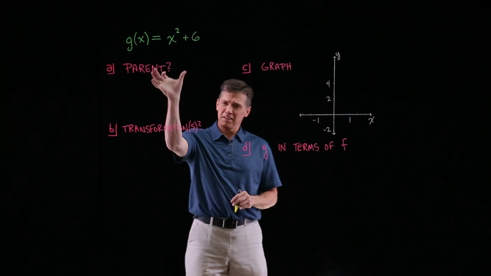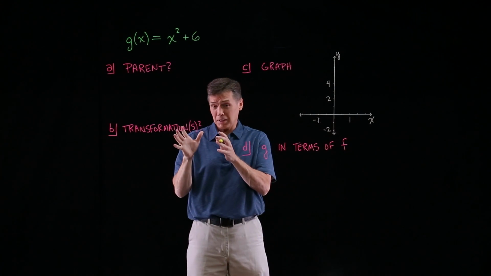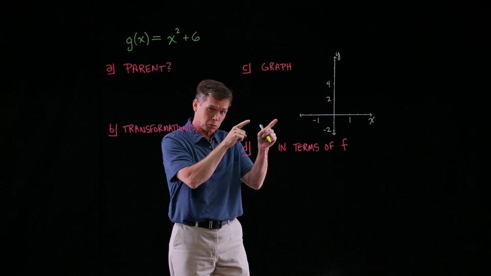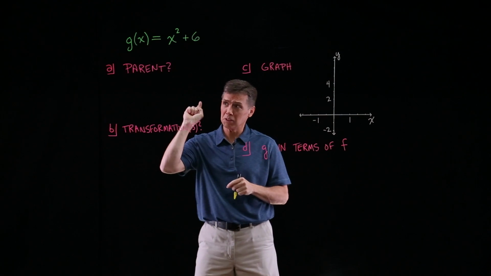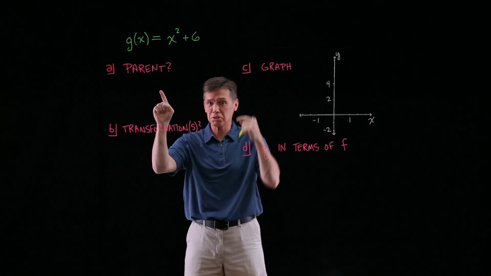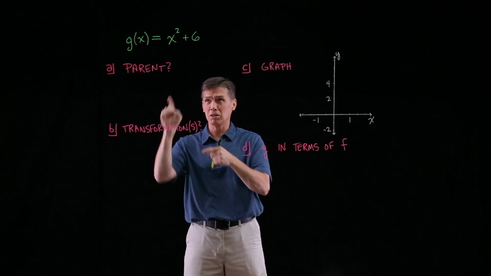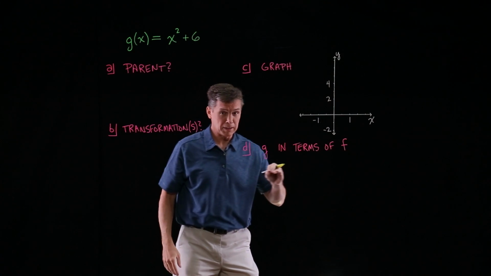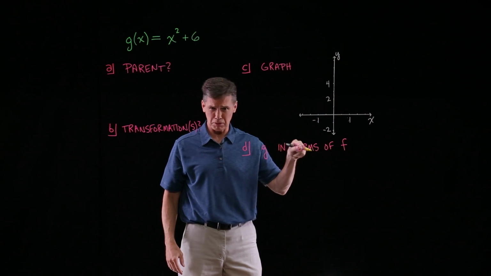Okay, in this problem, they give us this g of x, in this case x squared plus 6, and that's all they give us: the algebra of the function. They don't show us the graph. In fact, the graph is one of the things that we're going to do in this problem. What else we're going to do is figure out what parent this function might have had, and what transformations would have been done to that parent in order to get to this g of x function. We'll do the graph, and then finally write g in terms of f. So write the child in terms of the parent.